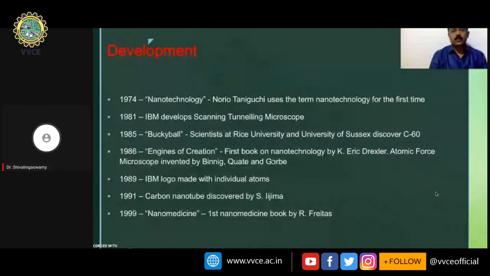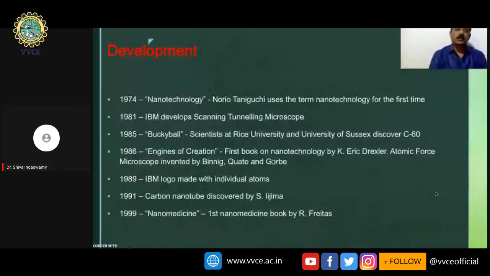This atomic force microscope changed the perception of the nano world. In fact, this technology was there even earlier, but we were able to see these nanostructures with the help of atomic force microscopes. We'll come to this later. Then again in 1989, IBM made its logo with the help of individual atoms, just by placing atom by atom. And in 1991, carbon nanotubes were discovered. And in 1999, the first book on nanomedicine came, written by Freitas.